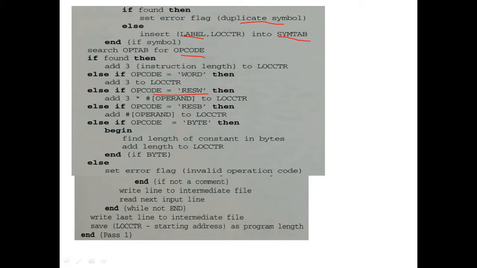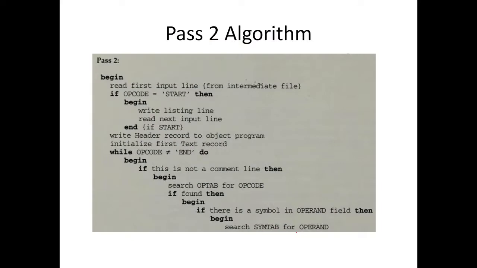That is your location counter minus the starting address. The last location counter minus the starting address will give you the program length. So that will be stored in the last line of your intermediate file. So next we'll see about the pass two algorithm.